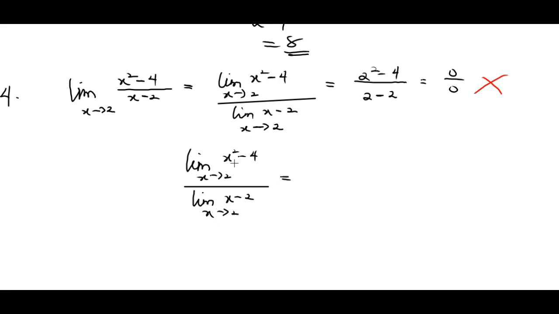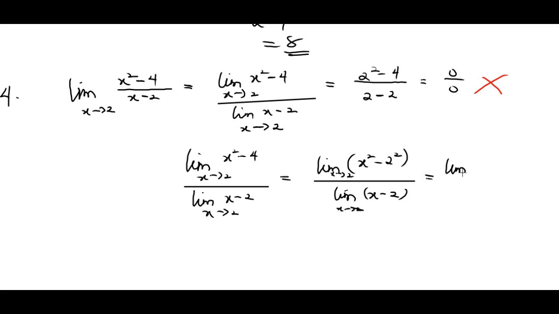So what we are going to do simply is factorize this using difference of two squares. So that will be the limit of x squared minus 2 squared, all over the limit of x minus 2, at x tends to 2 at x tends to 2. And this will give us the limit of x minus 2 into x plus 2 as x tends to 2.